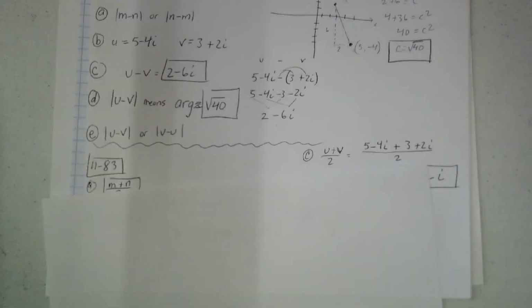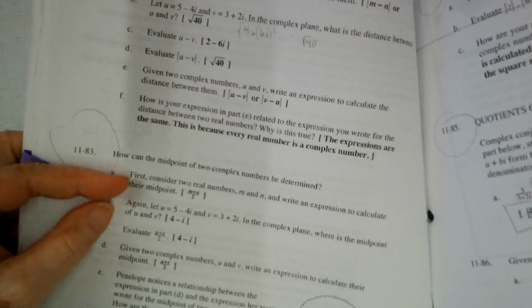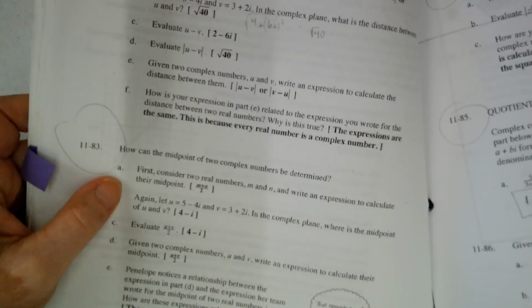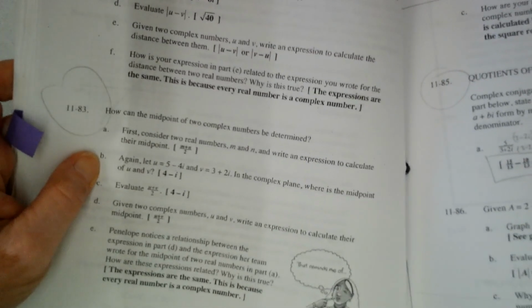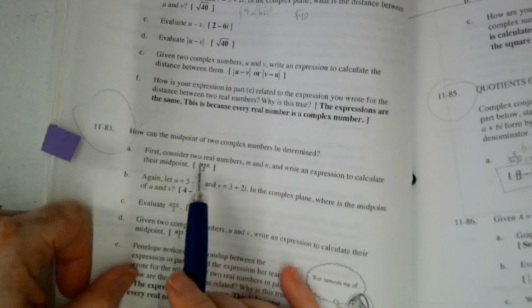Alright, so how can we find the midpoint? How can the midpoint of two complex numbers be determined? First, consider two real numbers m and n and write an expression to calculate their midpoint. I already knew this, I had it memorized, that it was m plus n over 2.